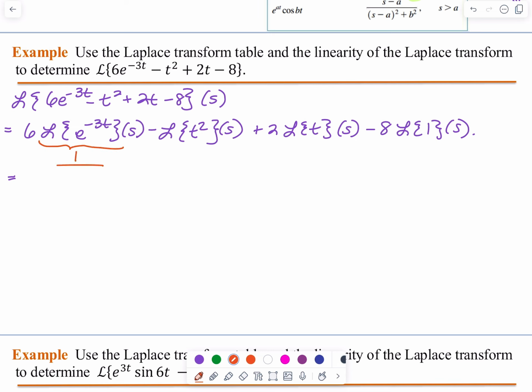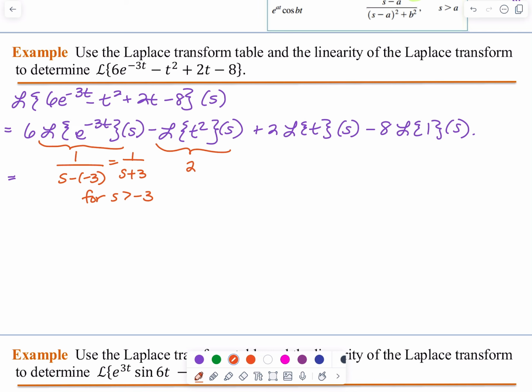1 divided by s minus a negative 3. Of course, that's 1 over s plus 3. Our Laplace transform of, and this, of course, is going to be for s greater than negative 3.